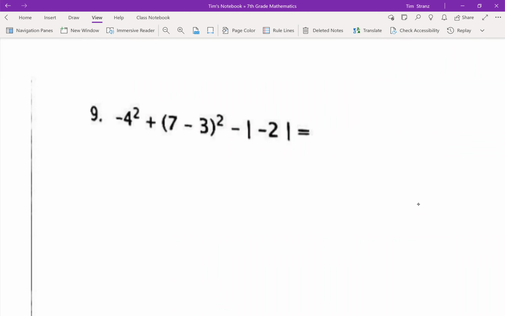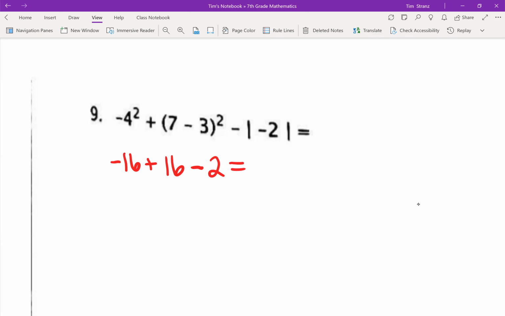Okay, going down, number 9. So we have -4 squared. There are no parentheses around the -4. So that means it's -4 times 4, which is a -16. Okay, so -16 plus, in the parentheses, we have 7 minus 3, which is 4. 4 squared is going to be +16 minus a -2 in the absolute value bracket, but that's going to change into a +2. So it's just going to stay -2.